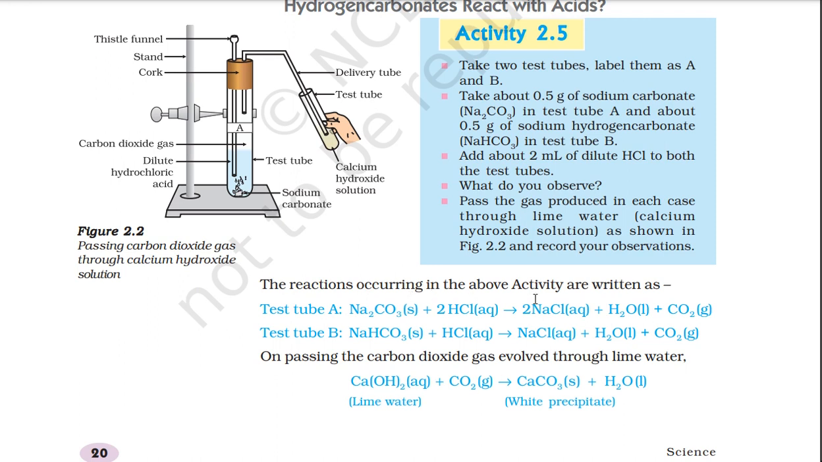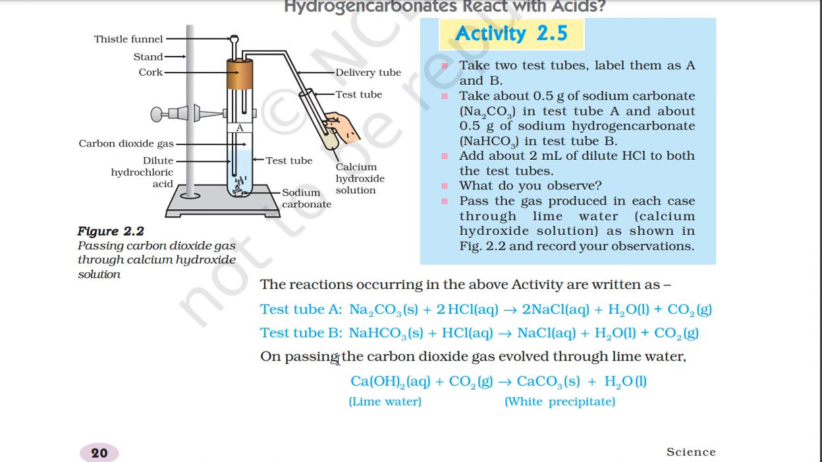The reaction occurring in the above activity is written as follows. In test tube A, sodium carbonate Na2CO3 reacts with dilute hydrochloric acid: Na2CO3 plus 2HCl gives rise to 2NaCl plus H2O plus CO2 gas. Here carbon dioxide is released in this experiment.